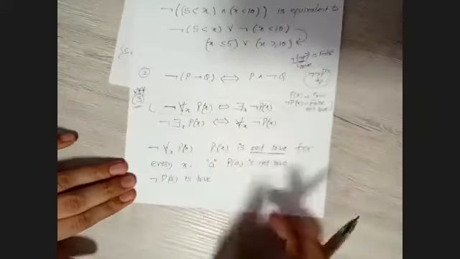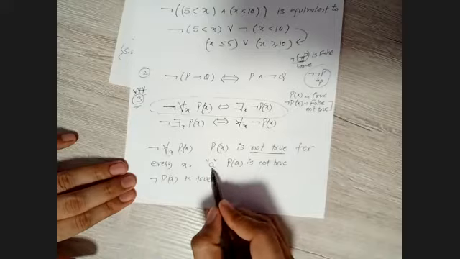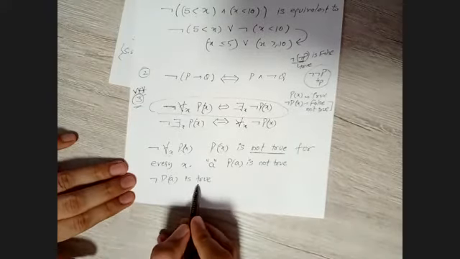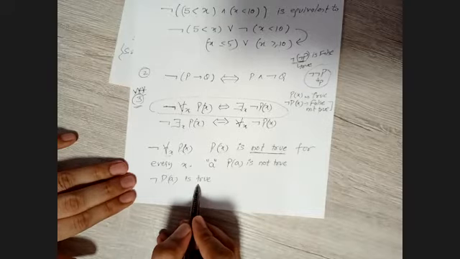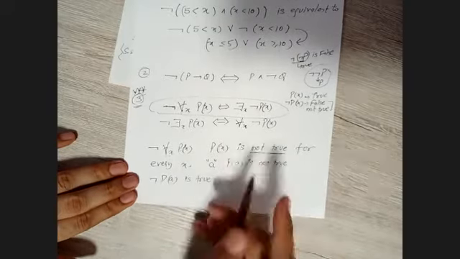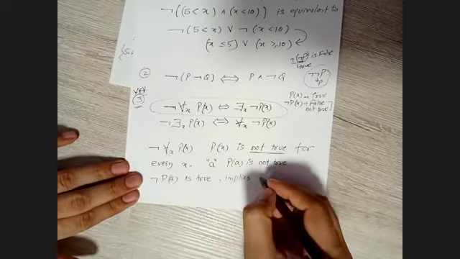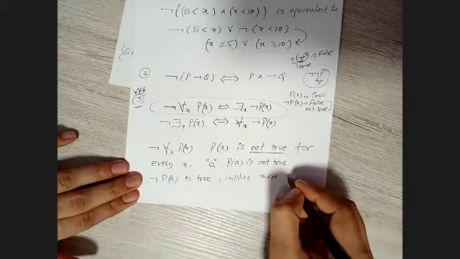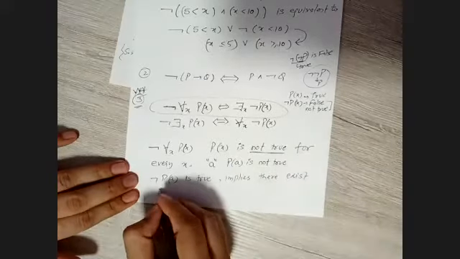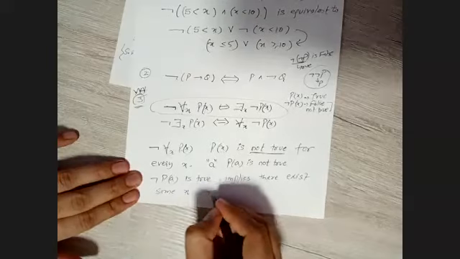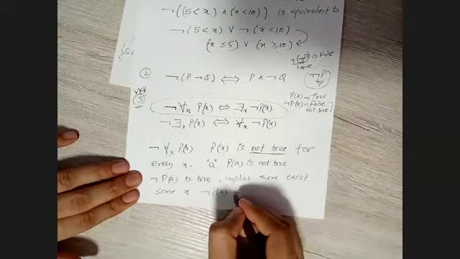In quite a similar way, if for some A, P of A is not true, then negation of P of A will be true here, right? And if this is true, it implies what? It implies there exists some x for which negation of P of x is true.